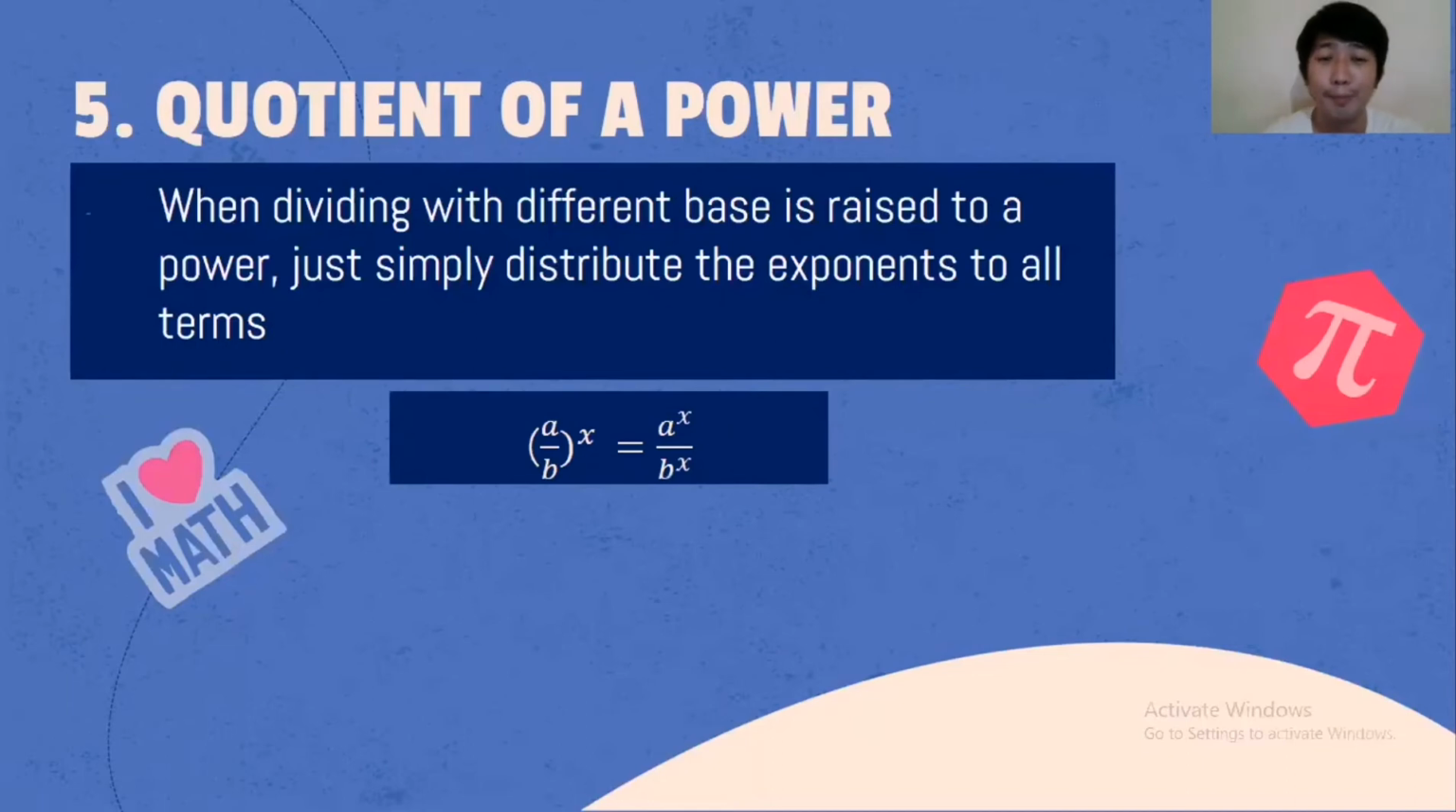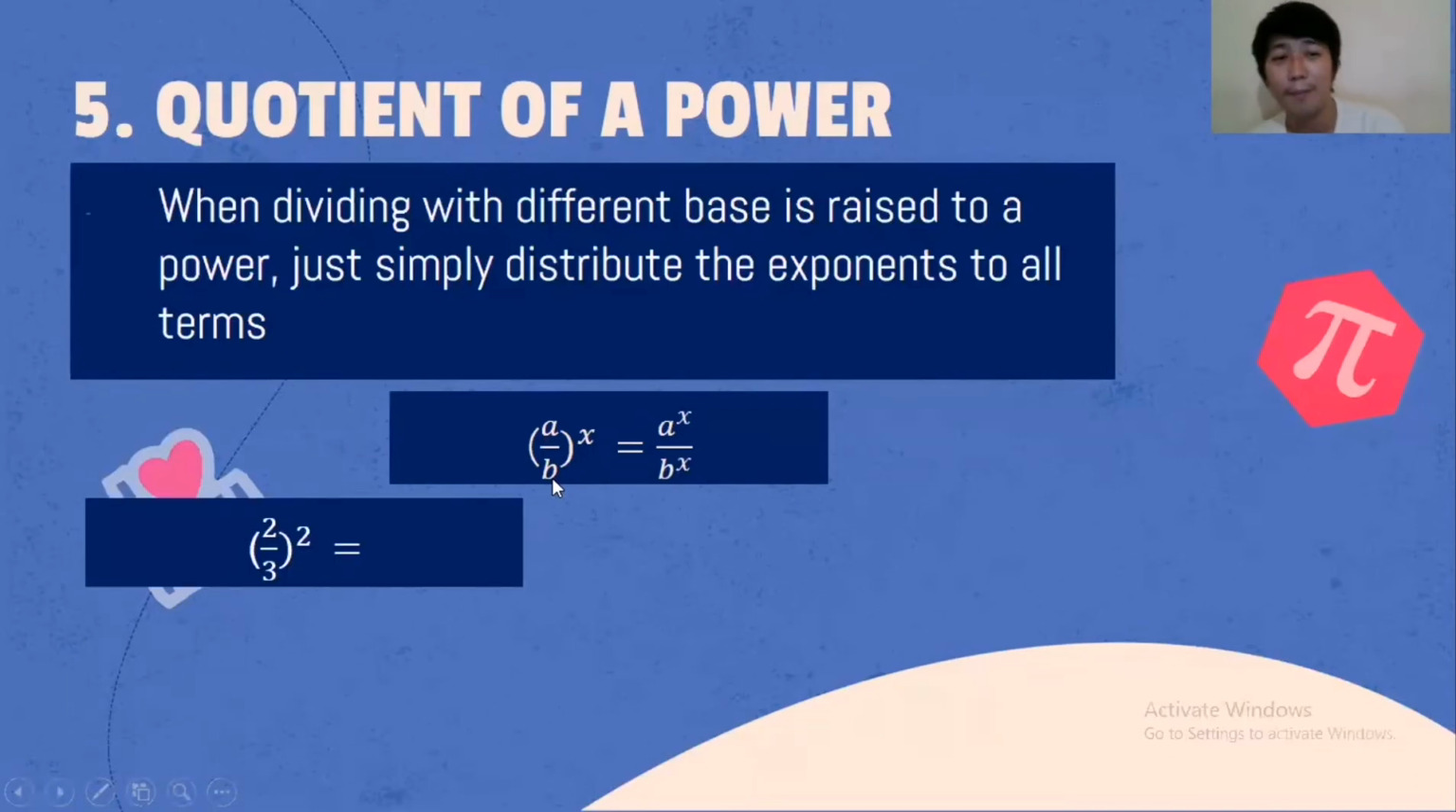Example, we have the quantity of A over B raised to X. That's why we will be distributing the exponent X to A and B. So the answer will become A raised to X over B raised to X. So we will be distributing the exponent to A and the exponent to B because that is a quotient of a power. Let's try to have an example.